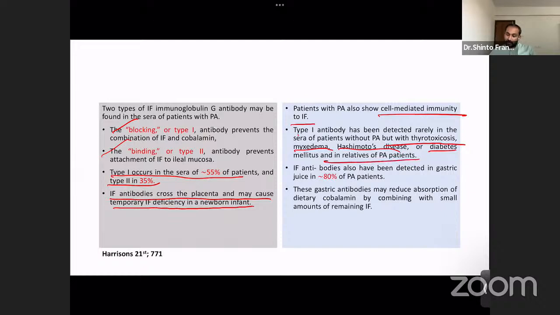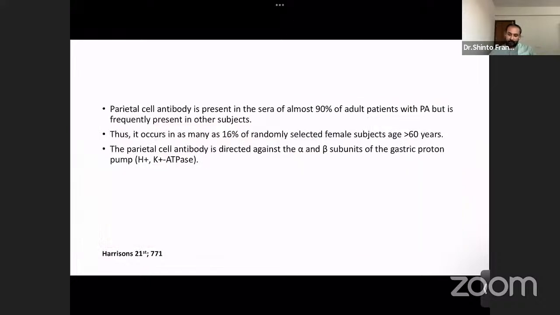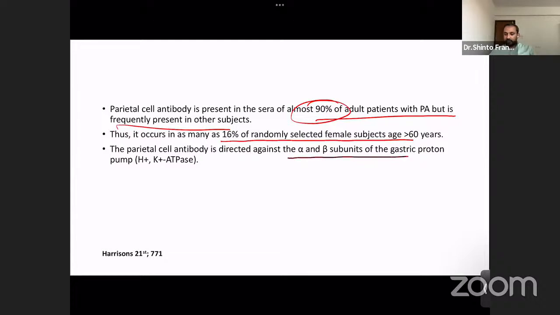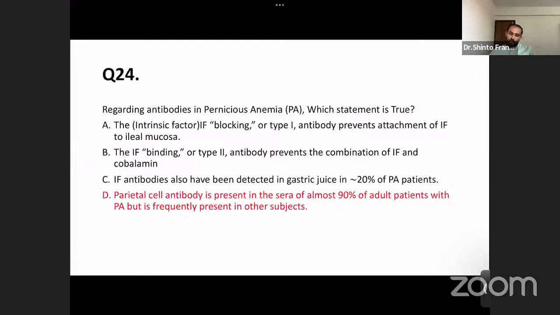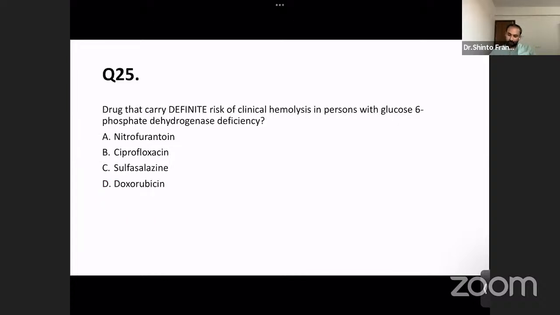And IF antibodies can also be detected in gastric juice in up to 80% of PA. So that is the odd one. The option was given as 20%. Okay. These antibodies may reduce the absorption of dietary cobalamin. So parietal cell antibody in almost 90% of adult patients, can occur in other subjects also. It occurs in as many as 16% of randomly selected female subjects more than 60. Parietal antibody is directed against the alpha and beta subunit of the gastric proton pump. So here it is option D. Okay. It is the true statement. Other things are wrong.